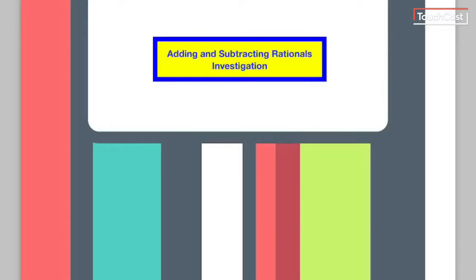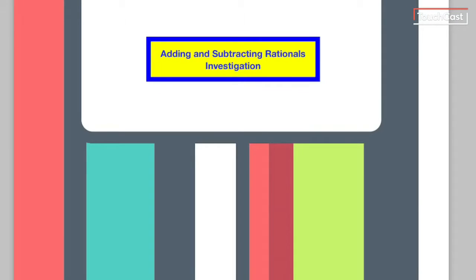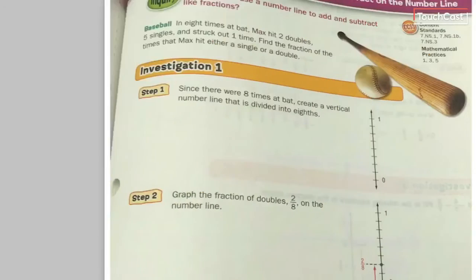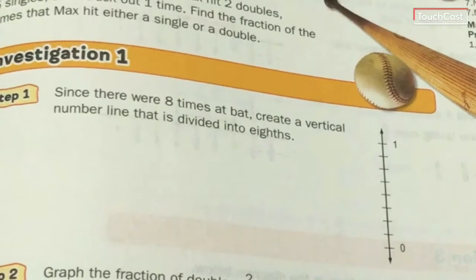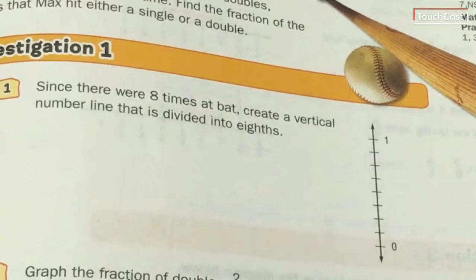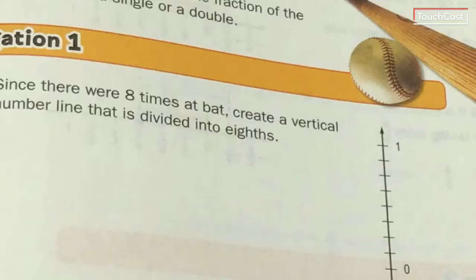Okay, I'm going to help you with the adding and subtracting rationals investigation. Please follow along with the readings by reading the directions, and you'll be filling out all of the highlighted portions of the investigation, so anything highlighted in blue. So it looks like if you were to read the story at the very beginning, read that section.